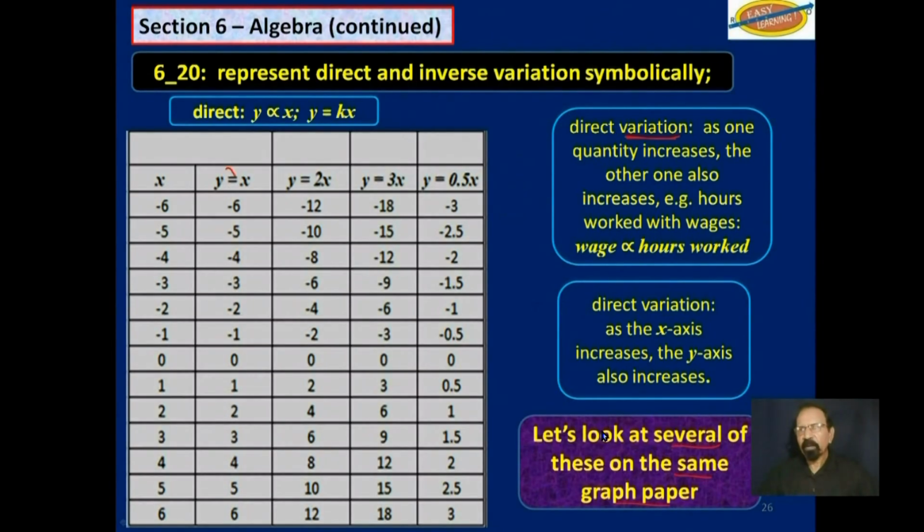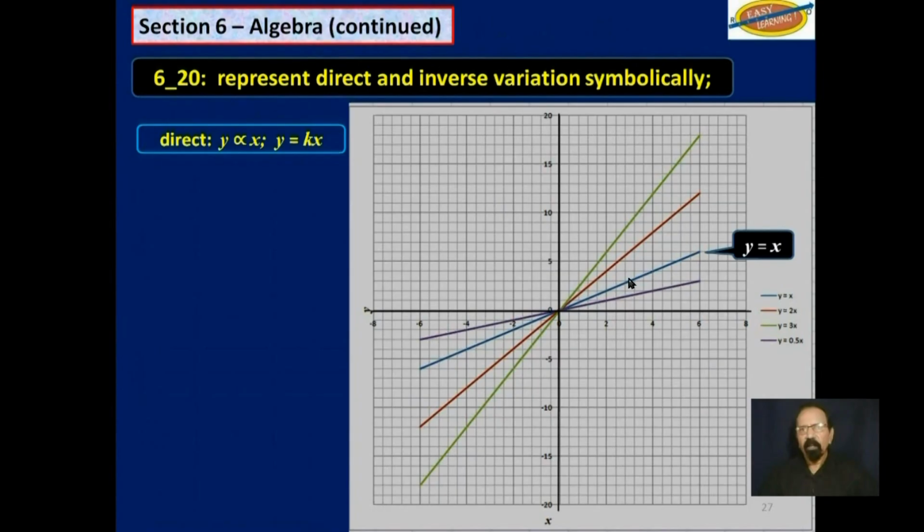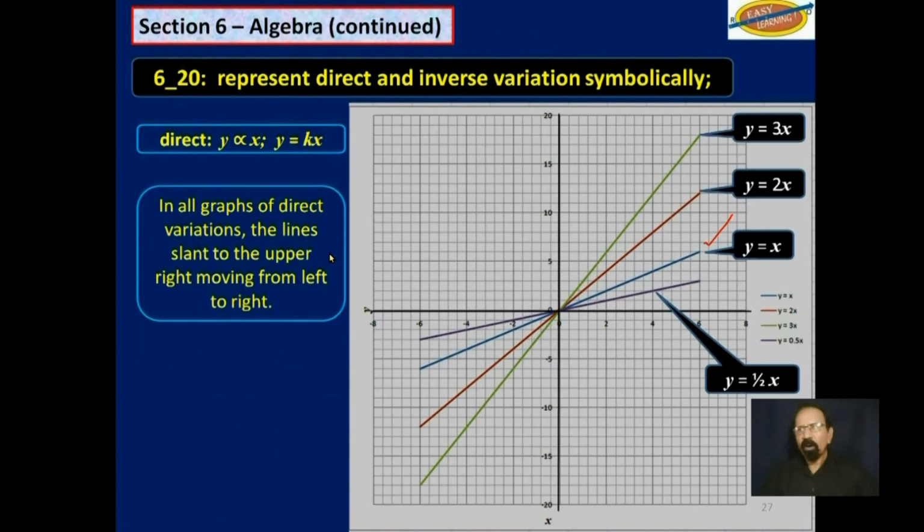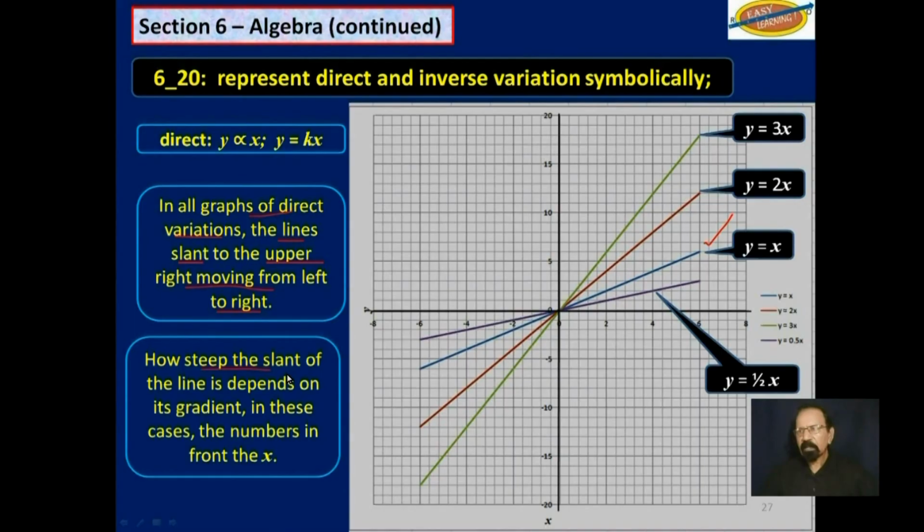So y is equal to x, y is equal to 2x, y is equal to 3x, y is equal to 0.5x. If we plot all of those on the same graph, we get this. This one here, as you can see, is y is equal to x, and so on. In all graphs of direct variation, the lines slant to the upper right, moving from left to right. So as you move from the left-hand side of the graph to the right-hand side, the direct variations always slant upwards. How steep the slant of the line is depends on the gradient.